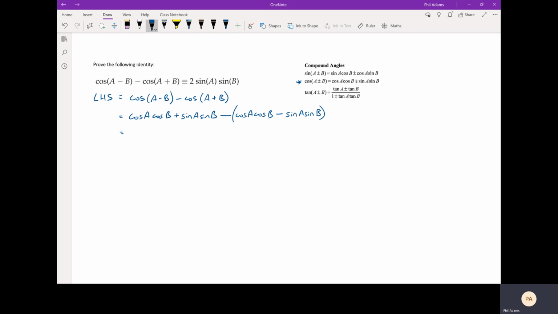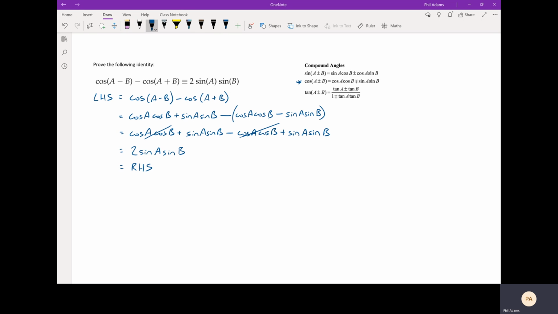So if we just write that out and see what we get, cosine A, cosine B, etc. And we're taking away, so you can see the cosines are going to be cancelled out, but we're taking away a minus sign, so that becomes a plus. And there we have it, they cancel out. So that leaves us with 2 lots of sine A, sine B, which is the right-hand side, and we're done.